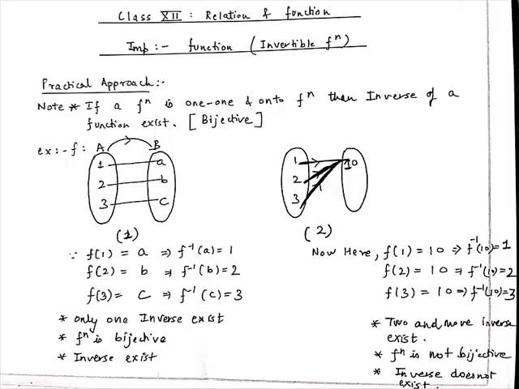So 1 is related to 10, 2 is related to 10, 3 is related to 10, means all the elements of the domain are related to a single element in the codomain, that is 10. So from here, f(1) equal to 10, f(2) equal to 10, and f(3) equal to 10. If f(1) equal to 10, then f inverse of 10 equal to 1. Similarly, f inverse of 10 equal to 2, f inverse of 10 equal to 3. Means here 2 or more inverses exist.